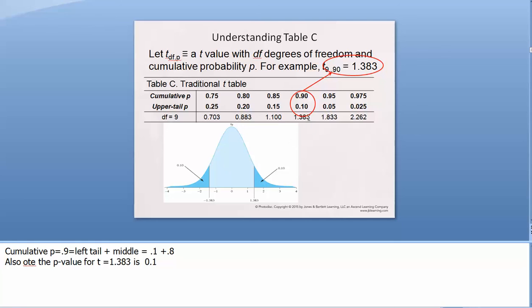Now actually, let's go back to the p-value that we discussed in chapter 9. How do you get the p-value? The p-value is what is to the right of the test statistic, right? So if you have a t-value of 1.383, the p will be 0.1. So that's what I have mentioned in here.